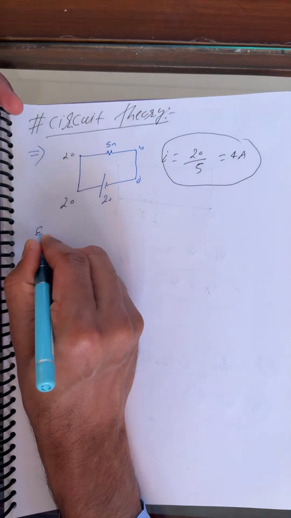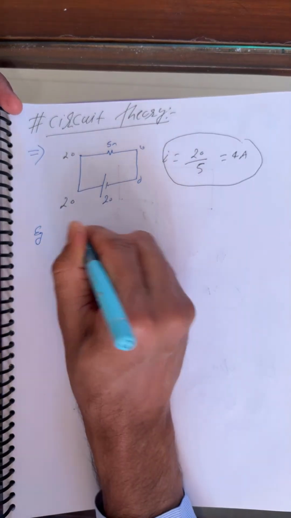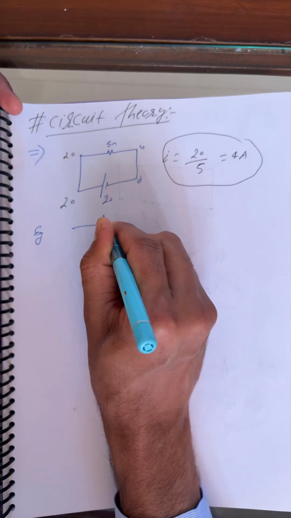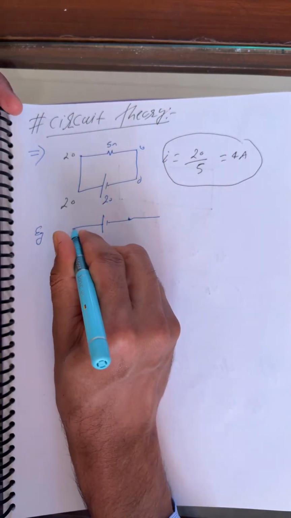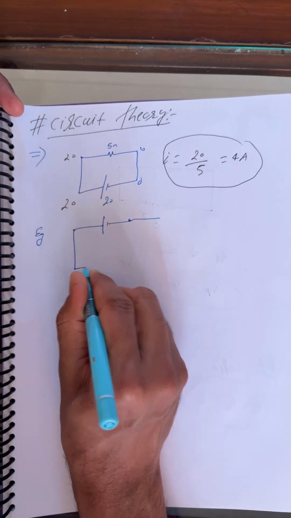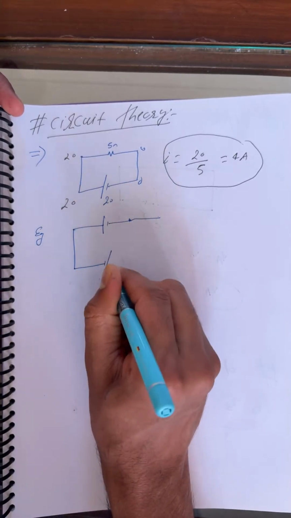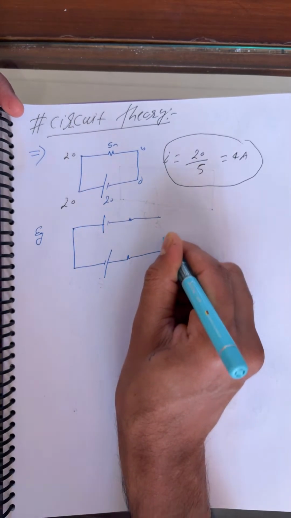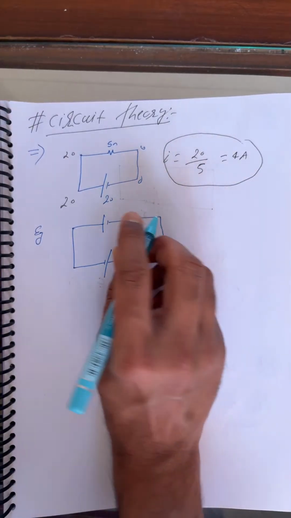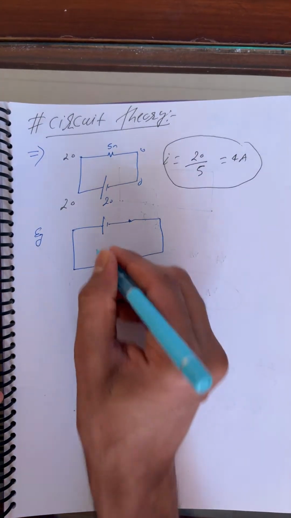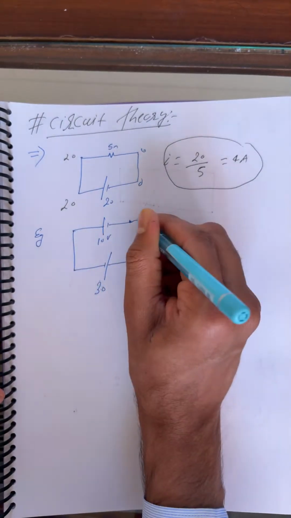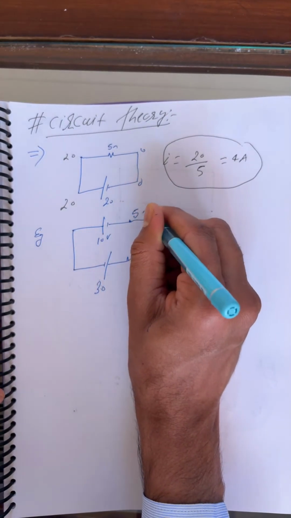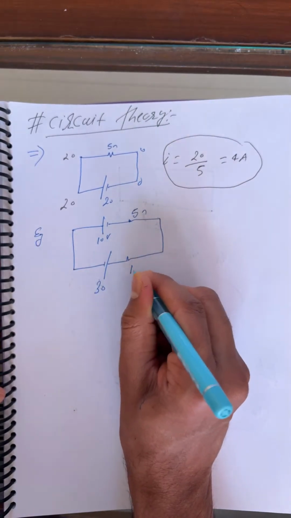Now have a look at the next numerical. Take this as a 10 volt battery, with a 5 ohm resistor here. Then this is a 30 volt battery with a 10 ohm resistor. So this is 10 volt, this is 30 volt, this is 5 ohm and this is 10 ohm.